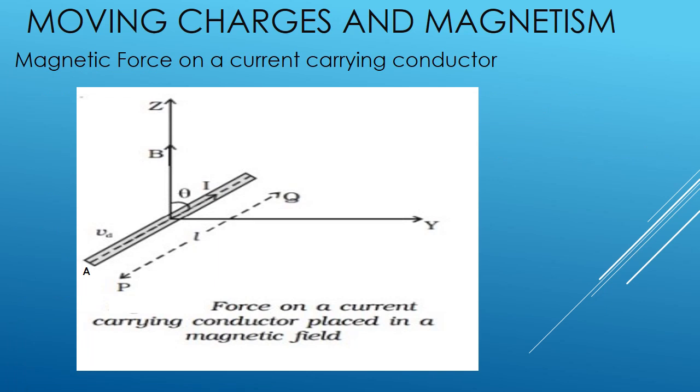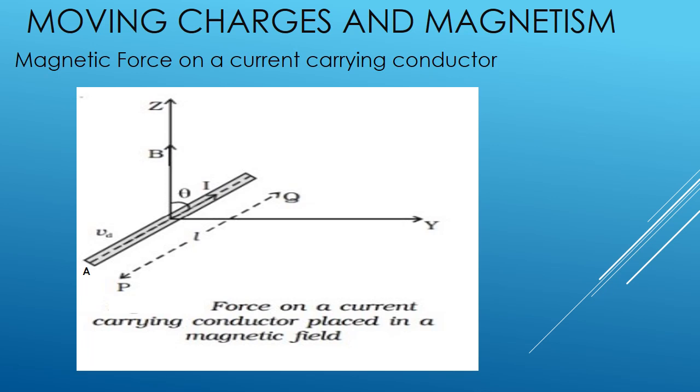Here we are going to derive an expression for magnetic force on a current carrying conductor. We have studied that when a charged particle is moving in a magnetic field, it experiences a force. We have also studied that electric current means the charges are flowing in a conductor. That means if there is a conductor which is carrying current, that is, the charges are moving, due to the motion of each and every charge, the conductor should experience a force.